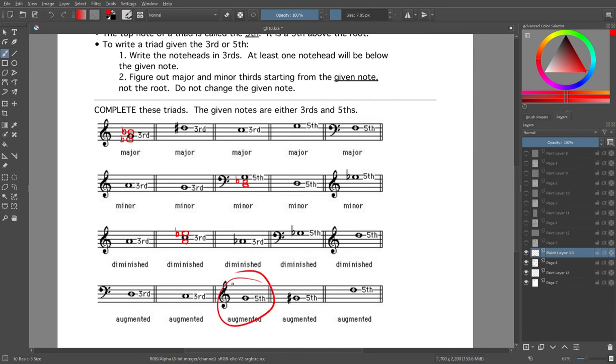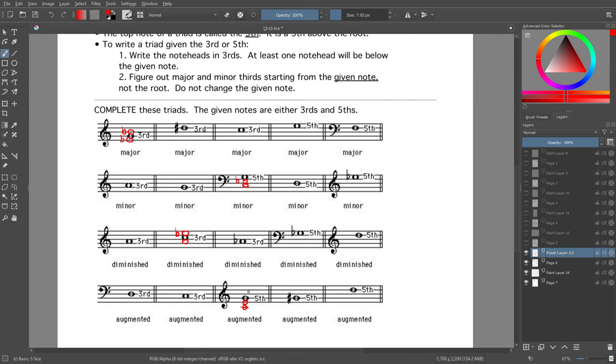And now finally we'll do an augmented one. And we'll do this one here. The fifth is given. So we got the notes underneath. Remember, don't forget the ledger lines. With triads, if one note is on a line, all the rest are going to be on the line.